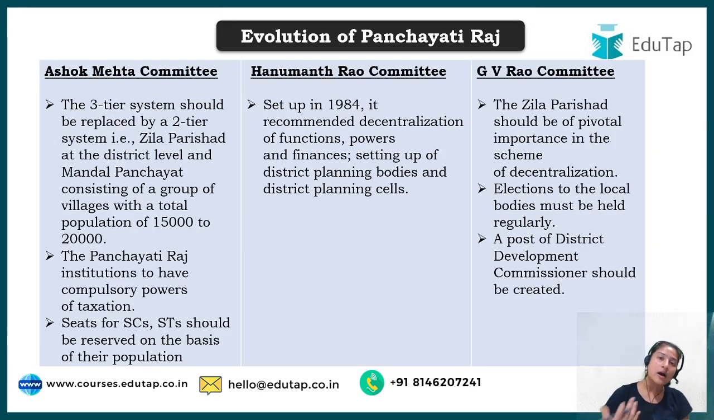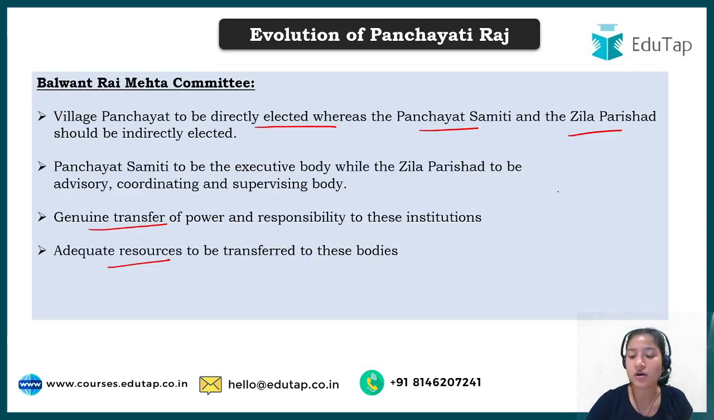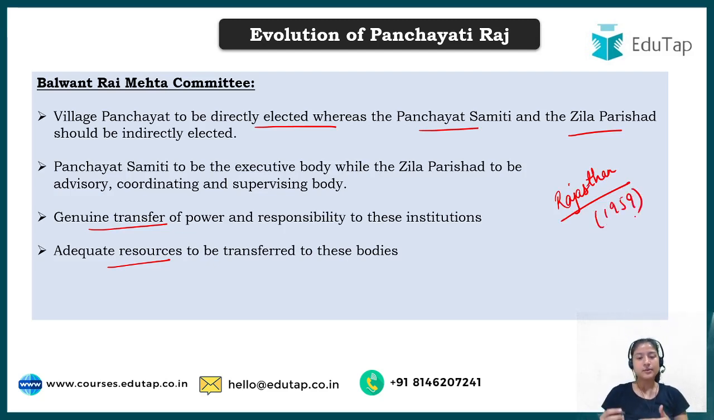Okay, after that, this particular system was set up, and the Nagaur district of Rajasthan was the first place to apply this Panchayati Raj system. This was on 2nd October 1959, but because there was no compulsion to this, some states followed the 2 tier system, some followed the 3 tier system. So what happened, the states molded the system accordingly. This was one of the drawbacks that happened after this particular committee's suggestion.